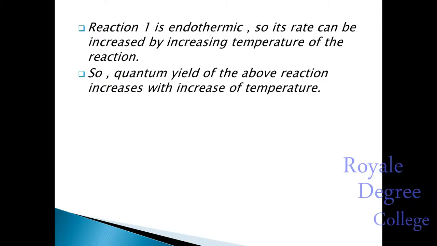Reaction 1 is endothermic, so its rate can be increased by increasing the temperature of the reaction. If we increase the temperature of the reaction, automatically the rate of the reaction will increase. So the quantum yield of the above reaction increases with increase of temperature.